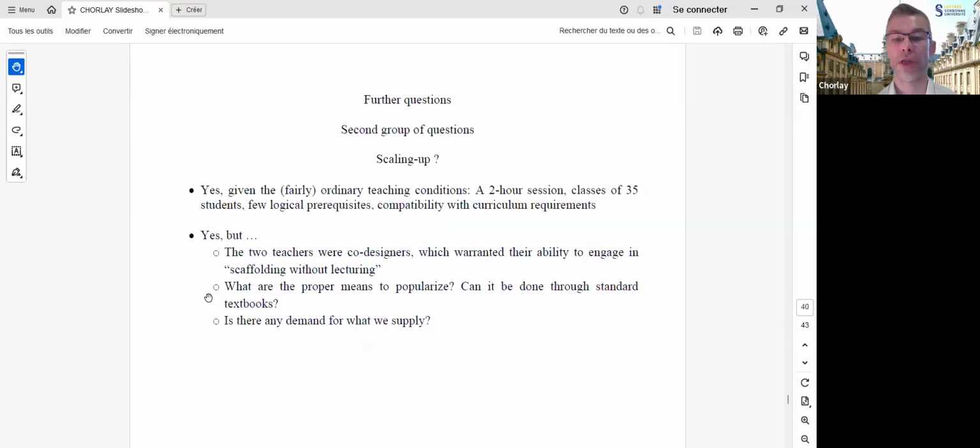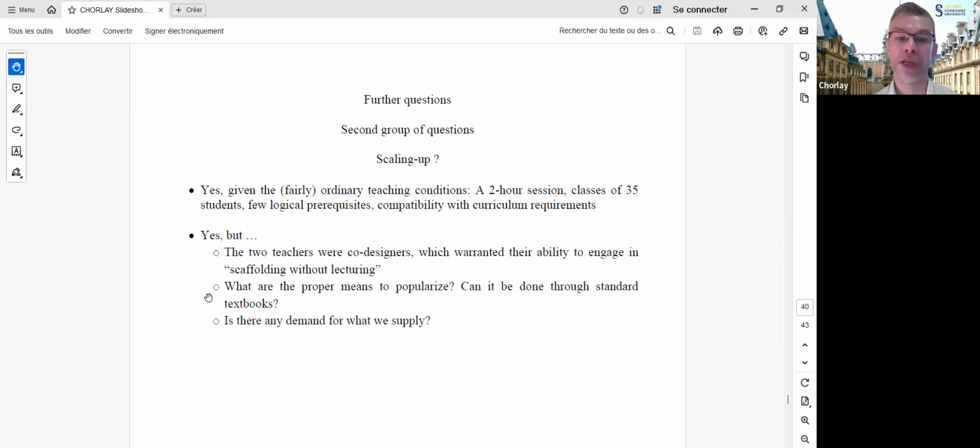Another group of questions is, okay, if we are fairly confident that this 2-hour session in given conditions does work quite well, should other people use it? But of course, it was designed to work in ordinary conditions. So it was not 2 students. It was not, oh, if I had 20 hours, I could do better than you can in 2 hours. Sure, but that's not real life situation.